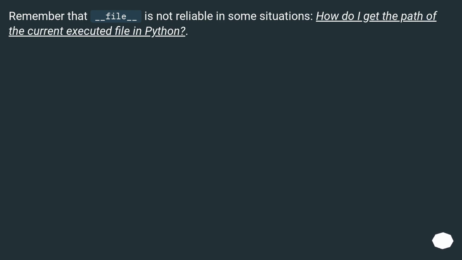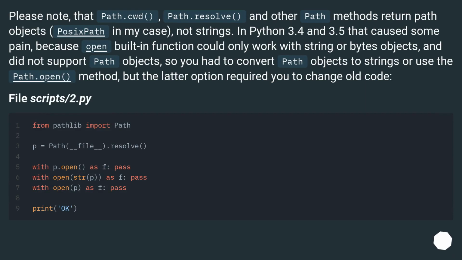Remember that __file__ is not reliable in some situations. How do I get the path of the current executed file in Python? Please note that Path.cwd, Path.resolve and other Path methods return Path objects, PosixPath in my case, not strings. In Python 3.4 and 3.5 that caused some pain, because the open built-in function could only work with string or bytes objects, and did not support Path objects, so you had to convert Path objects to strings or use the Path.open method, but the latter option required you to change old code.